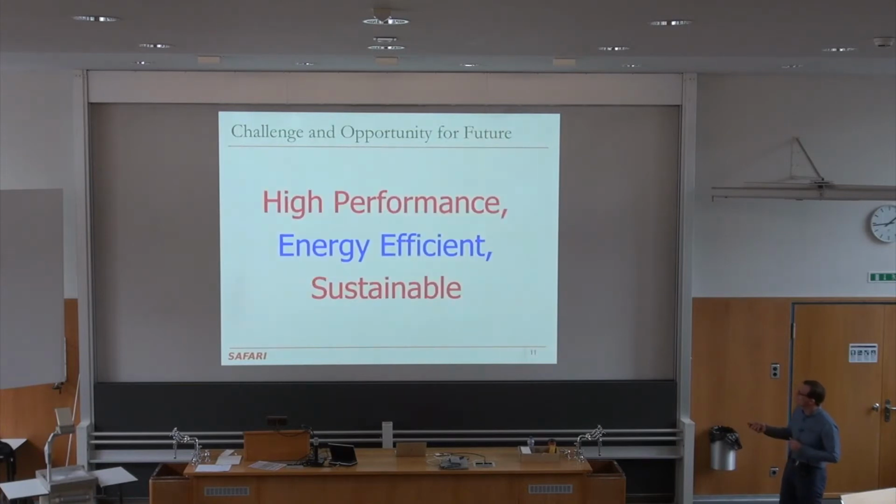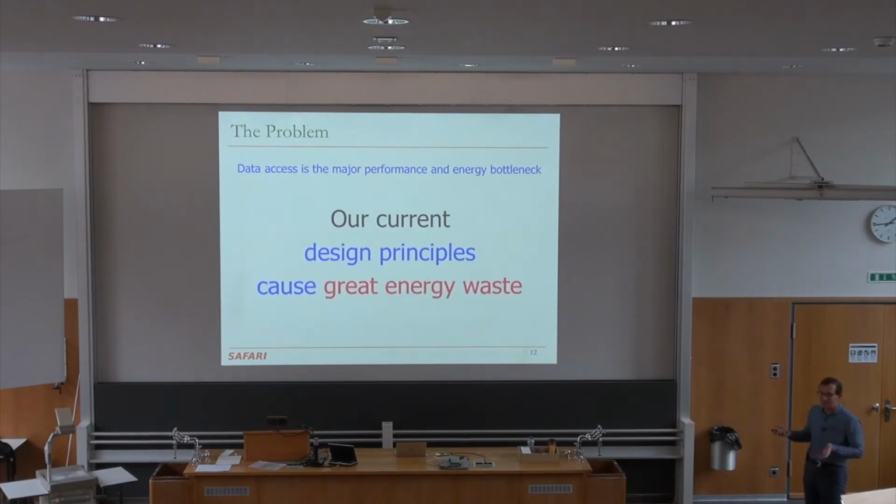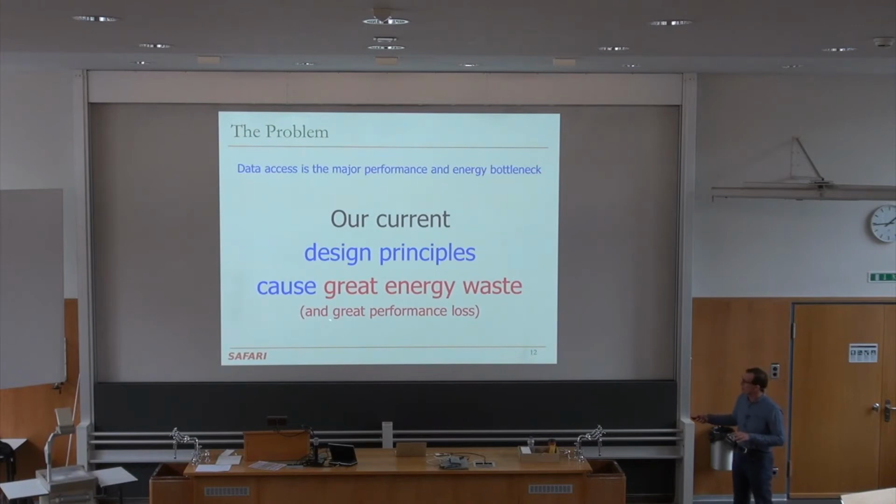These are related. So the future is really high performance, energy efficient, and sustainable. So how do we get there? The problem is, even though data access is the major performance and energy bottleneck, our current design principles cause great energy waste and also great performance loss. I say great energy waste big and great performance loss small because we've tried to reduce this performance loss as much as possible, right? We've designed processors that are very complex, that do out-of-order execution, multi-threading, prefetching, caching, very, very sophisticated techniques. And pretty much all of those techniques are dedicated to tolerating the memory latency and memory bandwidth issues that could cause problems.